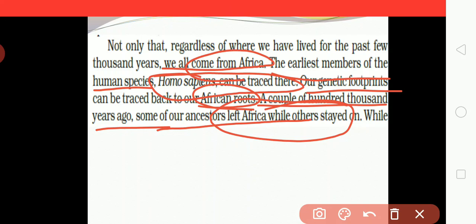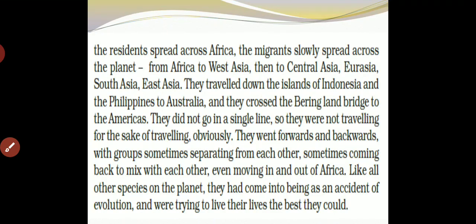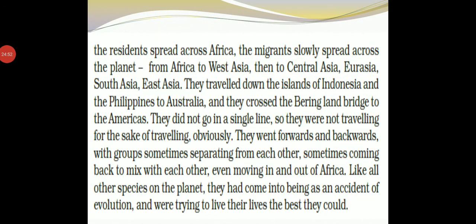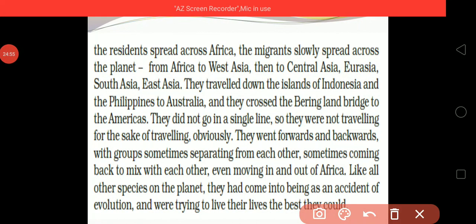Some of our ancestors separated and migrated, leaving Africa and moving to other places, while some stayed, and different lineages spread across Africa. Migrants slowly spread across the planet, from Africa to West Asia.